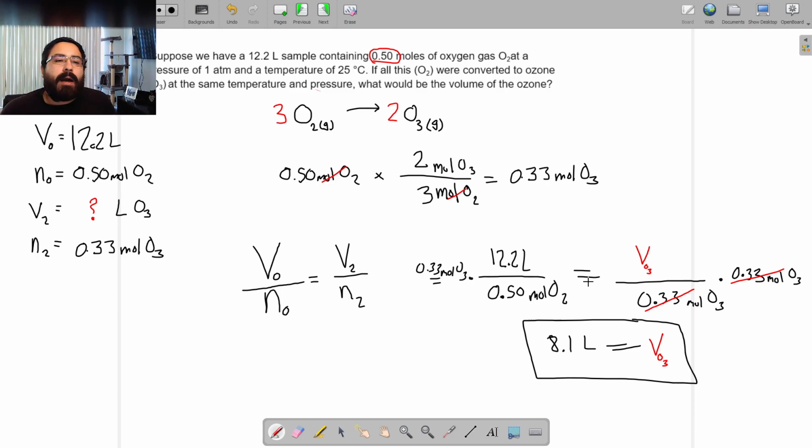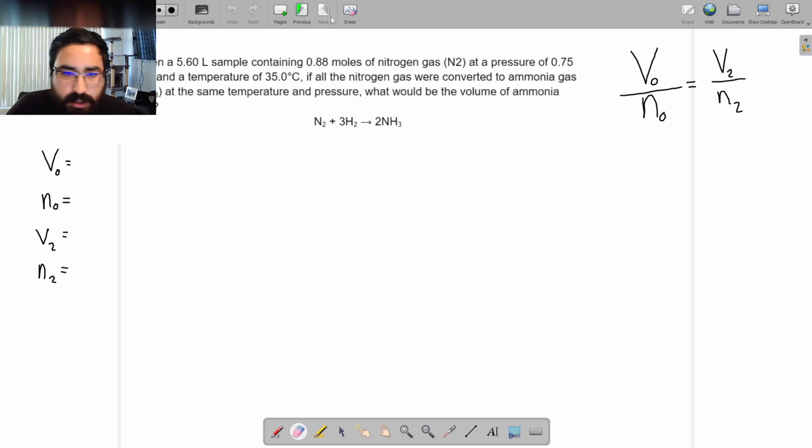All right, let's take a look. This is an example in the book, by the way. This is on page 172. So if you want to go back and look through it, feel free to. But let's check out a very similar problem, but this time it's containing nitrogen gas and ammonia. And look at that, I balanced the equation for you. I'm so nice. Given 5.60 liters of 0.88 moles.